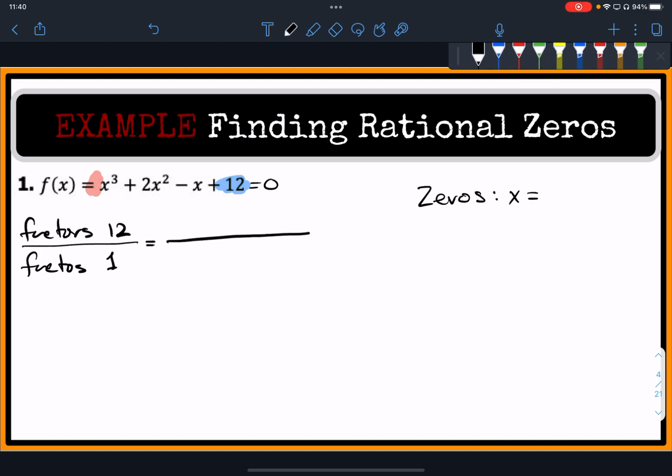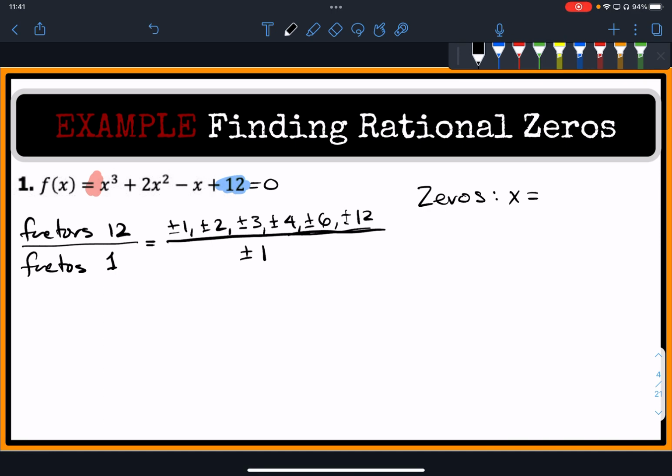So if I get all of the factors of 12, starting off with 1, the factors of 12 are 1, 2, 3, 4, 6, and 12. My factors are the things that divide 12 without a remainder. So 1 divides 12 without a remainder, so does 2, 3, 4, 6, and 12. Now the factors of 1: the only number that divides 1 without a remainder is 1.